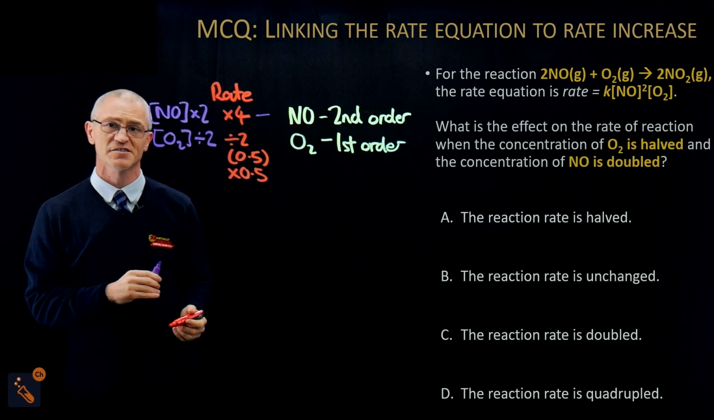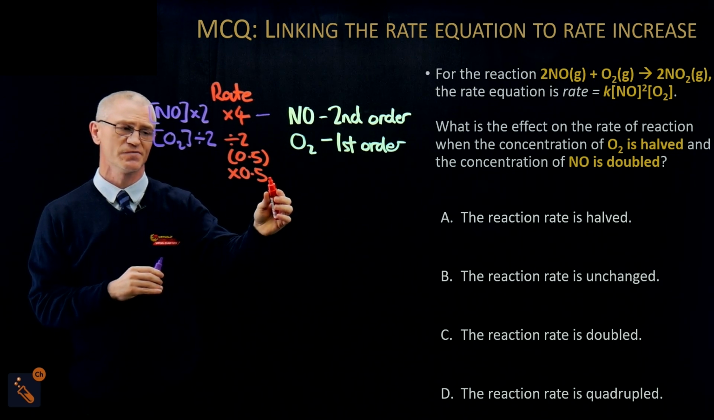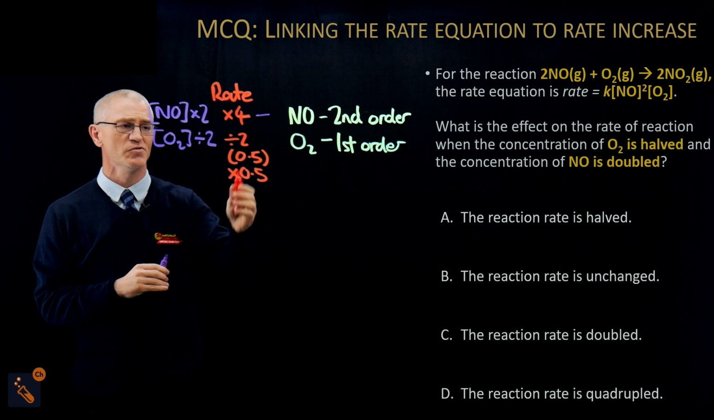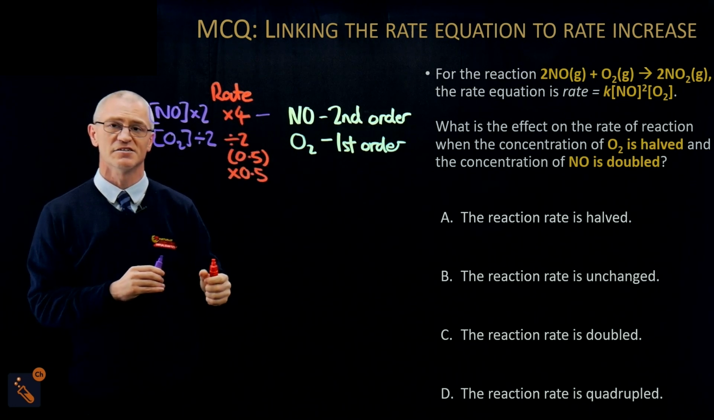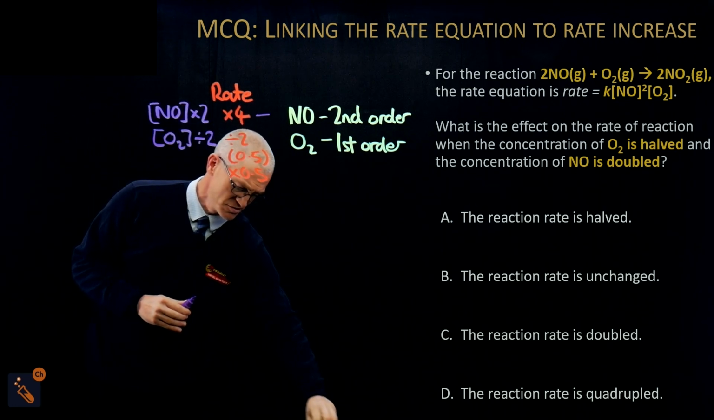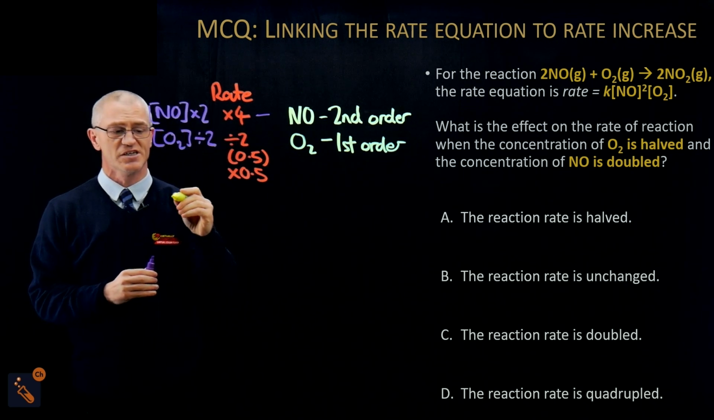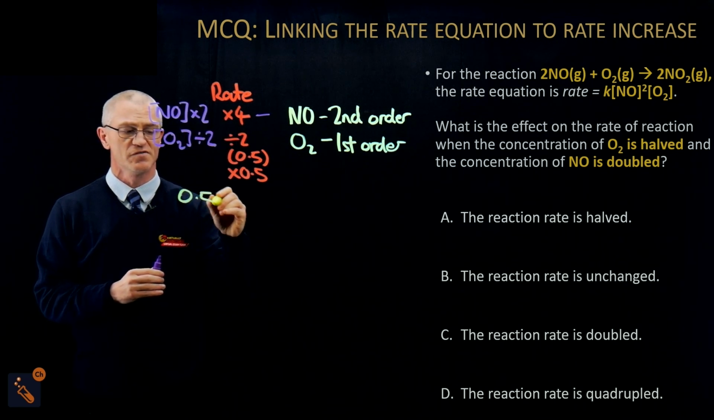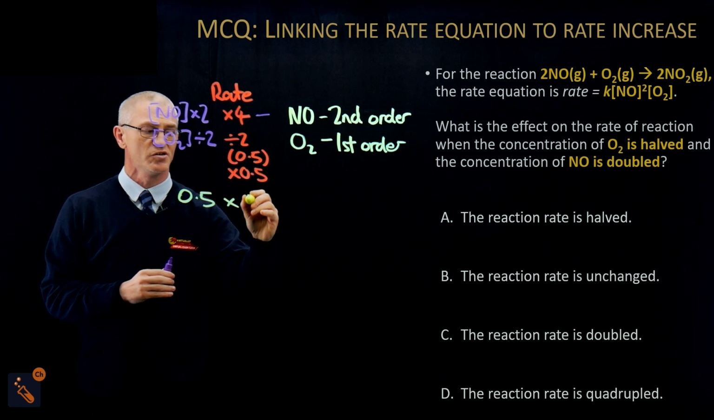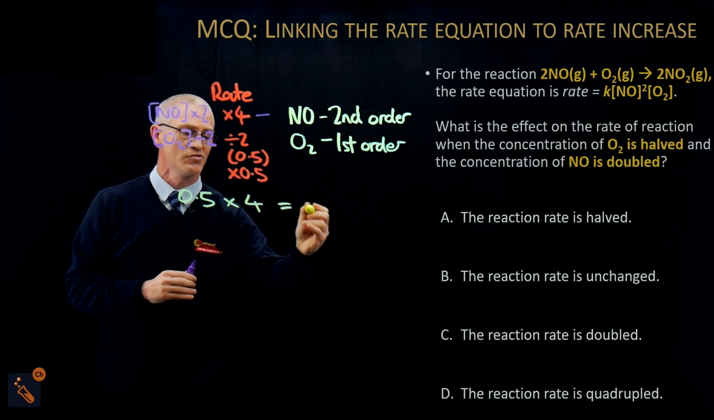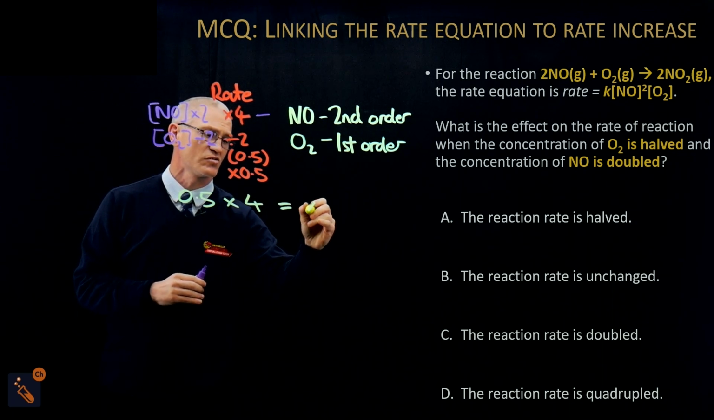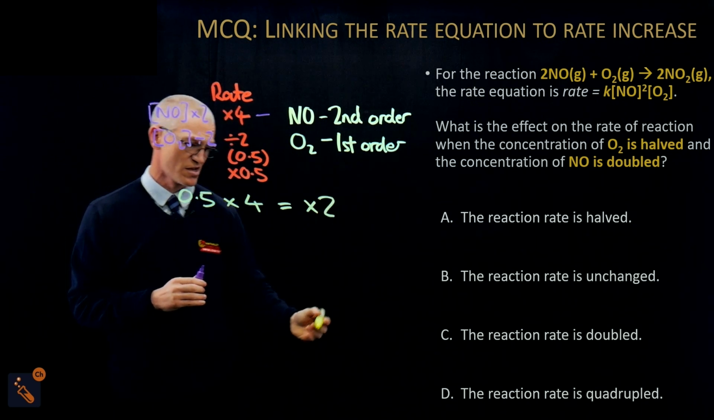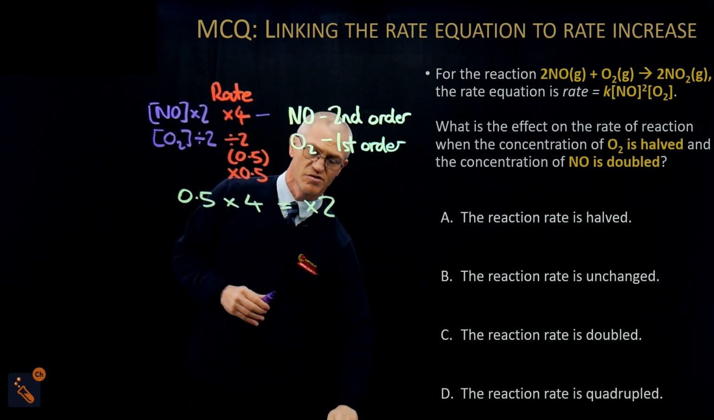Now, if that is the case, and it's timesing by 0.5 and times by 4, all you have to do is take the numbers and times them together. So the overall effect on the rate is going to be 0.5 times by 4, which is equal to 2 times the rate.